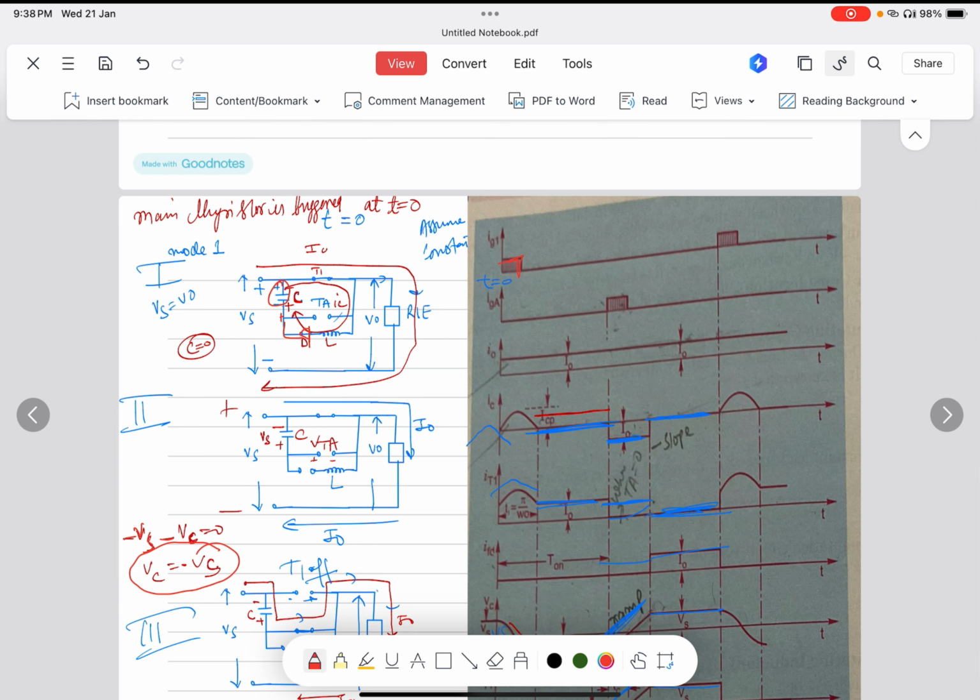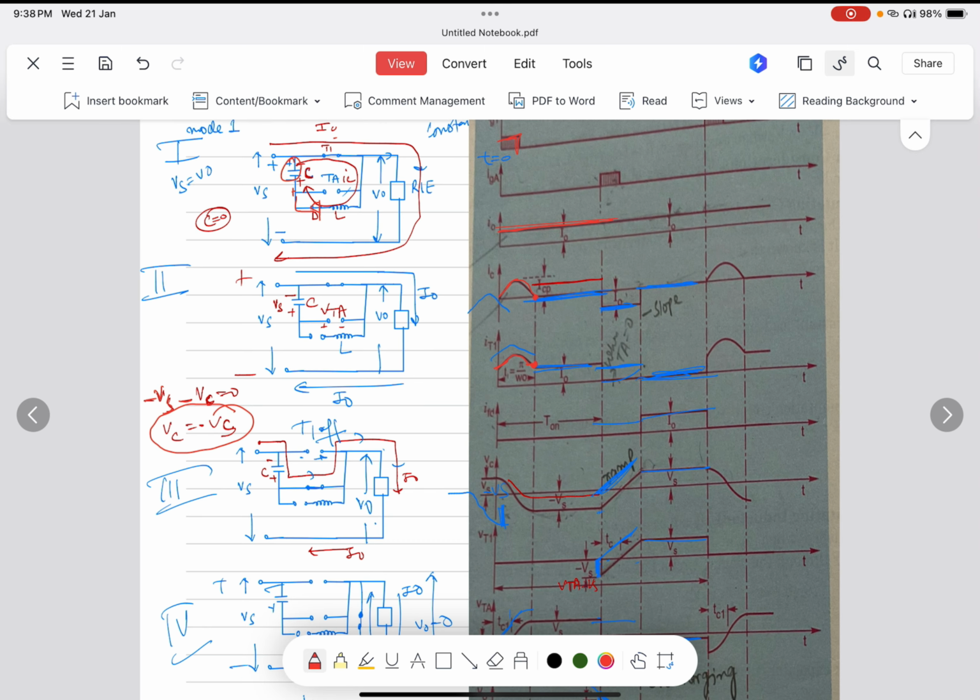The reason the load current is constant is that it has two paths. In mode 1 it has one path to flow through the RLE, and in mode 2 it also flows through the RLE. So the load current is constant. Also the capacitor starts discharging, so you can see that it rises first and starts discharging here. Also, looking at the thyristor, it discharges through the thyristor, so it is the same here.